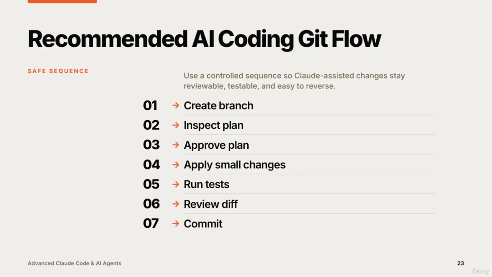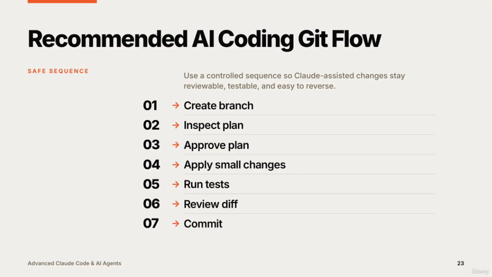The next step is applying small, incremental changes rather than large, sweeping modifications. This makes it easier to identify issues and maintain control. After applying changes, we run tests to verify that everything works as expected. With passing tests, we then review the diff to closely examine what exactly was modified, ensuring no unintended changes have slipped in. Finally, we commit the changes, solidifying them in the code history.